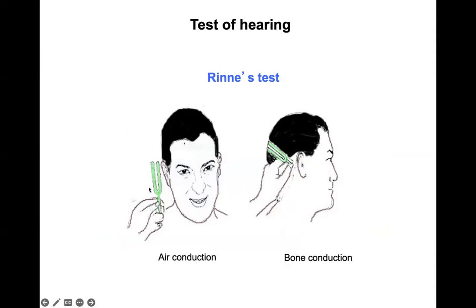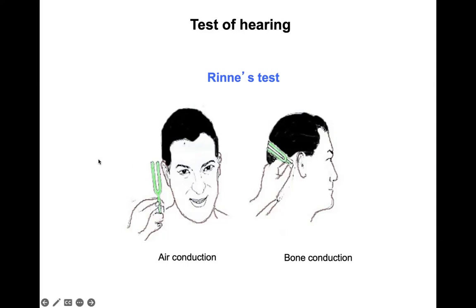For air conduction, you use the vibrating fork and put the fork in the air next to the ear. Nothing touches your bone. But for bone conduction, you bypass those conductions and touch the vibrating fork directly on the bone right here behind your ear.